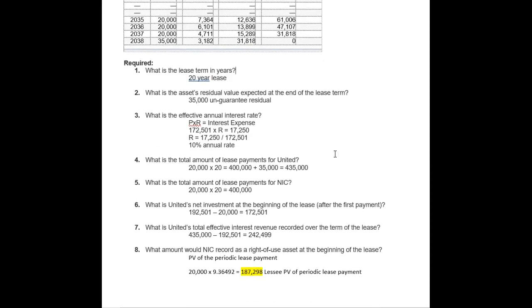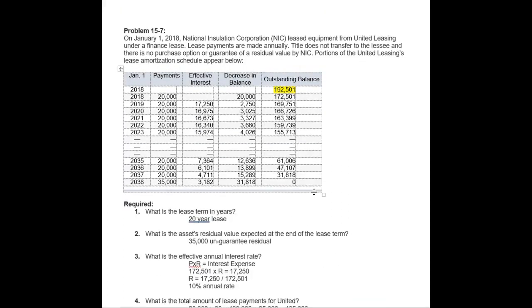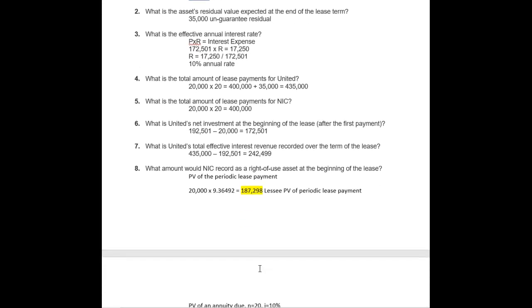Well, when there's residual value, you may have a difference between what the lessee would record and what the lessor would record. If it's not guaranteed, we as the lessee would not even really know that they had included this $35,000. So we would go based solely off the information that we're making $20,000 payments and that we have a rate of 10%. That's what we would go off of to calculate our right of use asset. So that's what we would record it at.